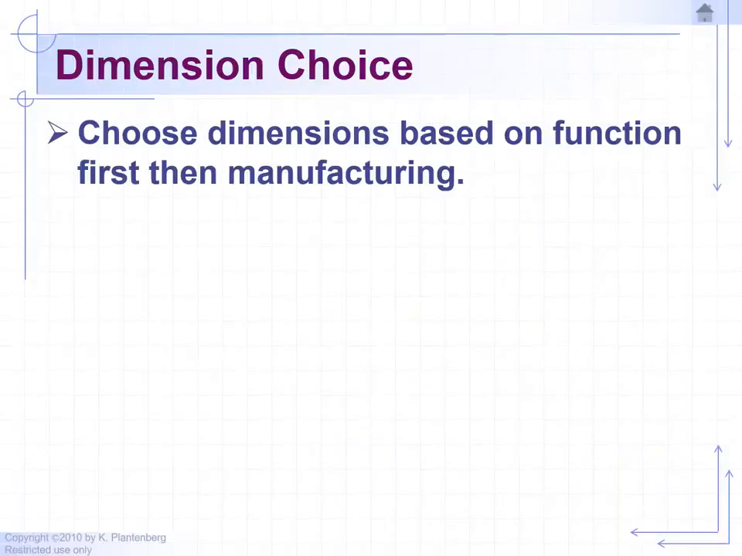Okay, so how do we choose dimensions? Choose dimensions based on function first, then manufacturing. So when we're talking about function, what is the function of the part? How is the part going to be assembled with other parts? How is it going to mate with other parts? Are we going to bolt it down, clamp it down, or a combination of all? Are we going to weld it on? And also, how are we going to make the part? How is it manufactured? So this is what you need to take into consideration when dimensioning a part.